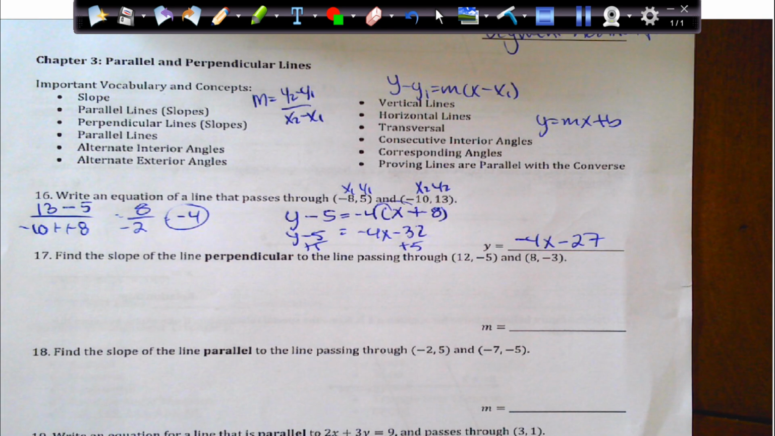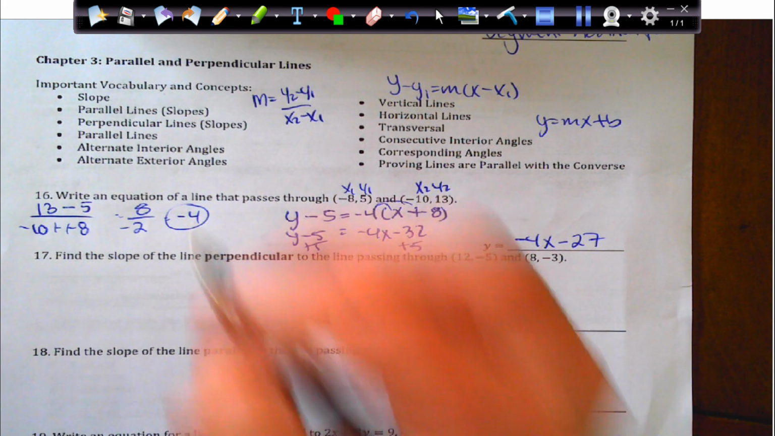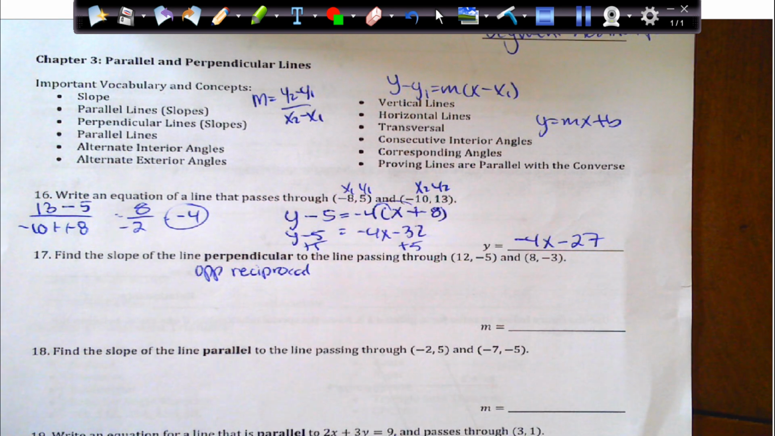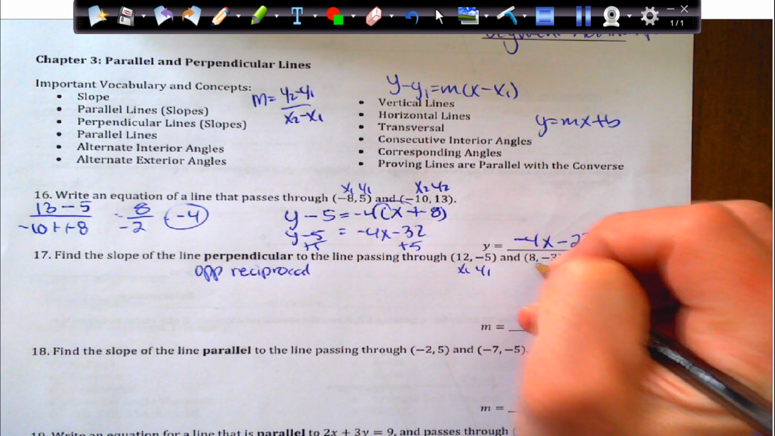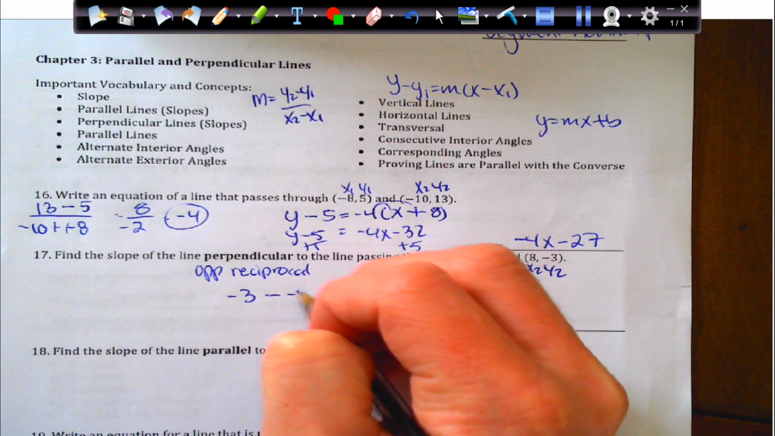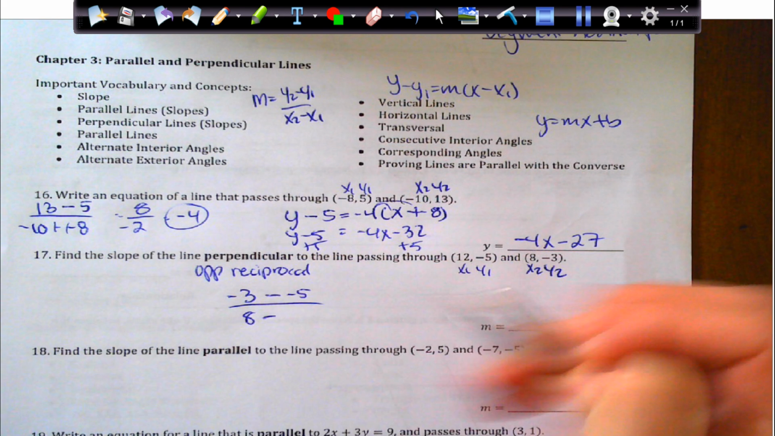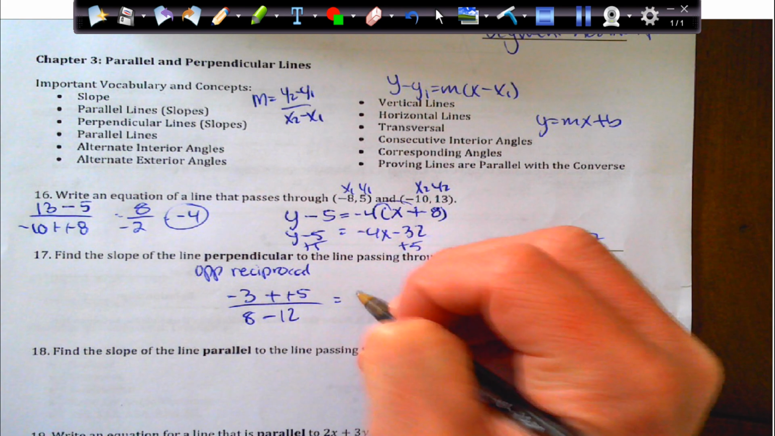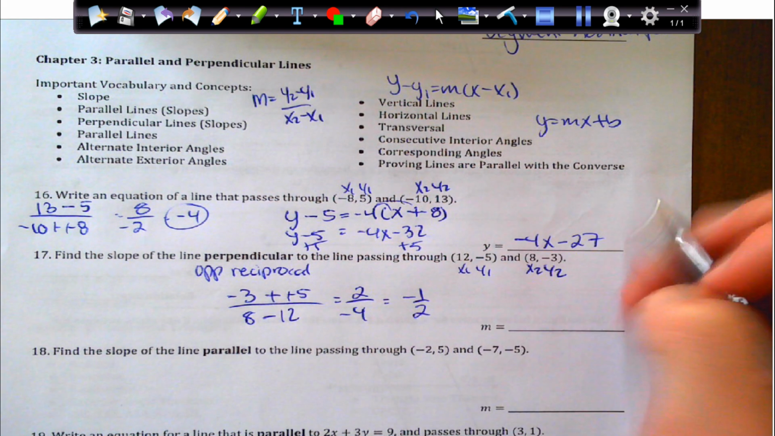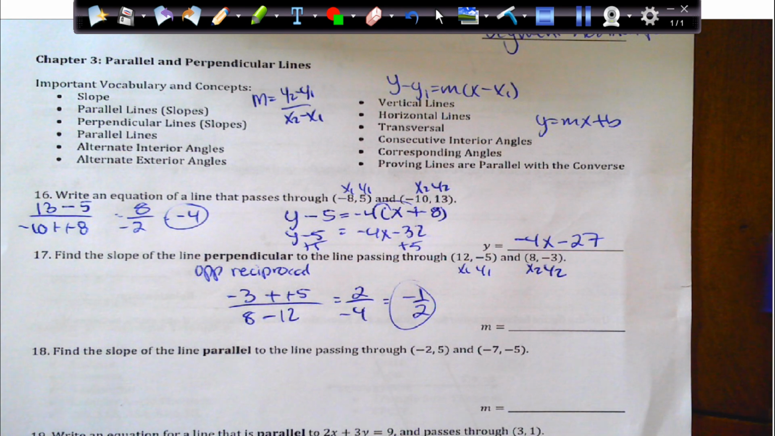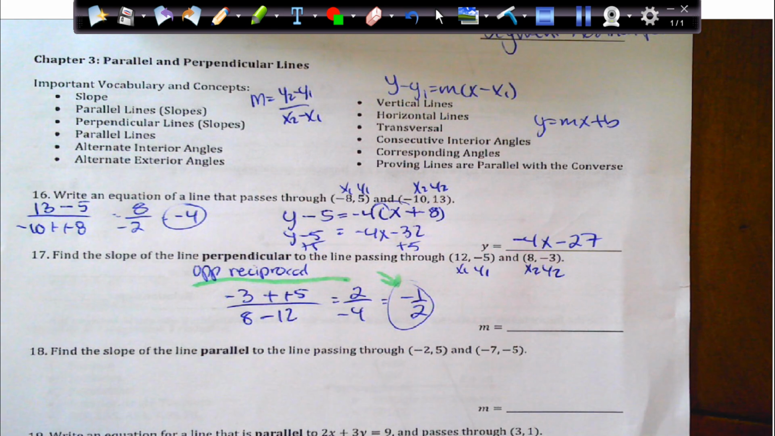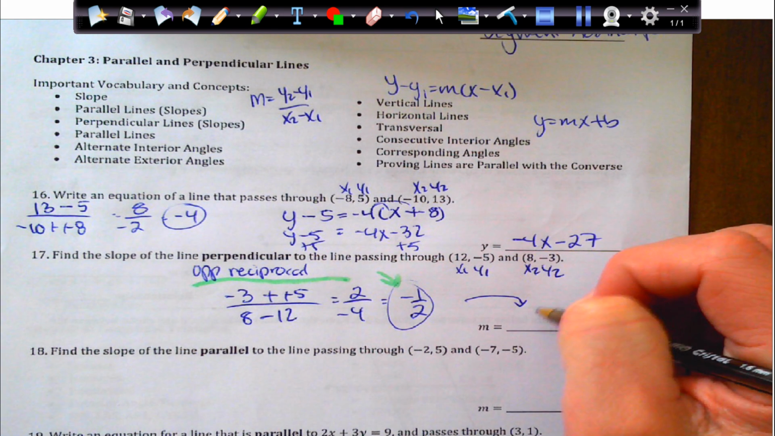Find the slope of a line perpendicular. So remember, perpendicular has opposite reciprocal slope. So I'm going to just find the slope using the slope formula. I'm going to do the opposite reciprocal. So it should be negative 3 minus negative 5 and 8 minus 12. Two negatives make a positive, so that's 2, and that's negative 4. So that should be negative 1 half, which means my opposite reciprocal slope, right? So I need to do the opposite reciprocal slope of this guy. So it's going to become 2 over 1, or just 2.